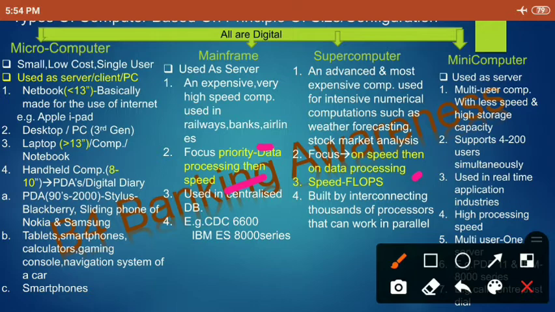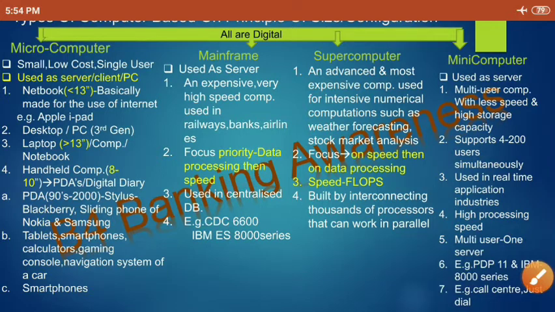Then next type of computer is mini computer. They are used as a server. They are multi-user computer with less speed and high storage capacity. They support 4 to 200 users simultaneously. They are used in real-time application industries.